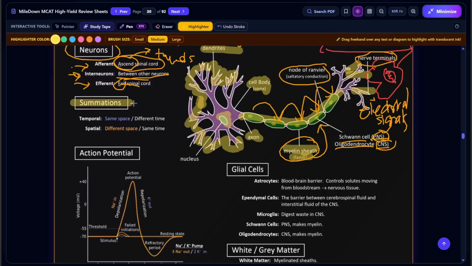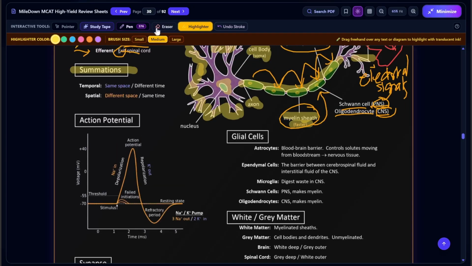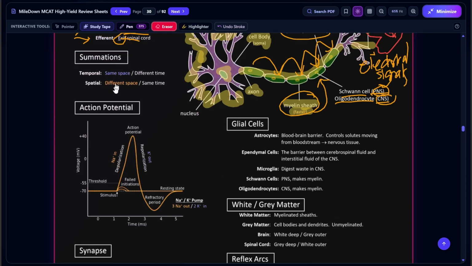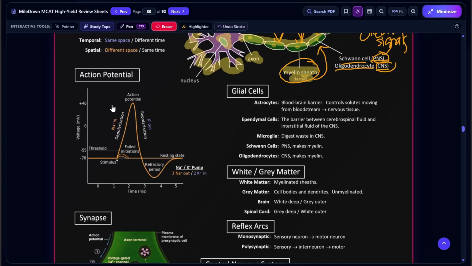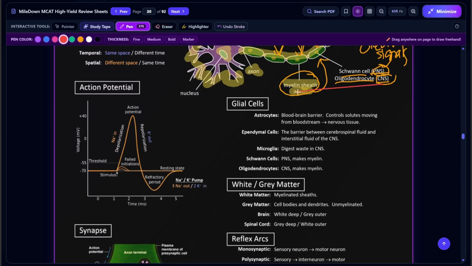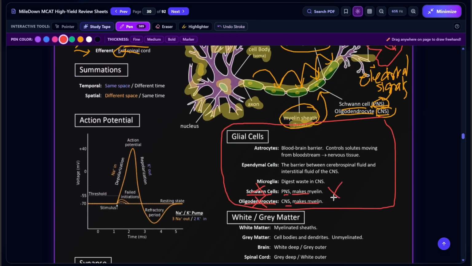Okay, summations. Summations are easier to understand once you understand the basics of action potential, so I'll go over action potential first. I actually think glial cells are more important to do first, just because we already went over oligodendrocytes and Schwann cells right here. So remember, Schwann cells make myelin for the PNS, oligodendrocytes make myelin for the CNS. Okay, so we already went over those, so check mark.